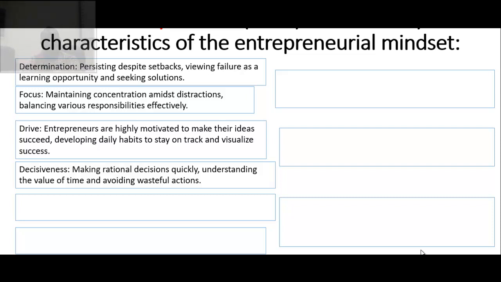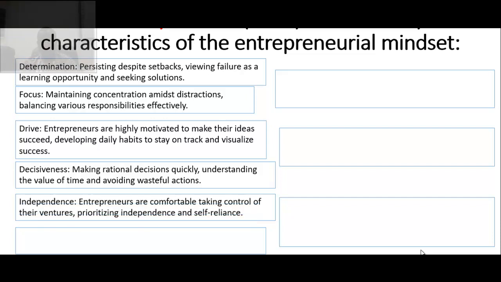The next point is independence. Entrepreneurs are comfortable taking control of their ventures. It is one of the characteristics of an entrepreneur. They don't like to be controlled. They see themselves as their own boss. They don't like taking instruction. That's the reason that when they see a problem, they go out to solve it, rather than sitting down and waiting for somebody to solve the problem for them. You have this sense of independence.